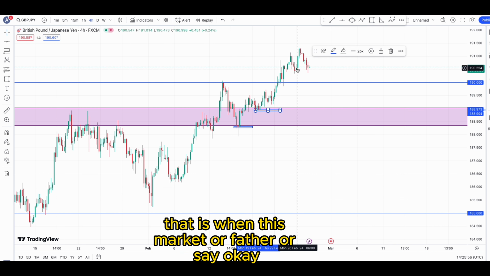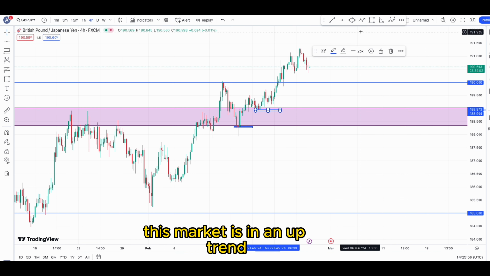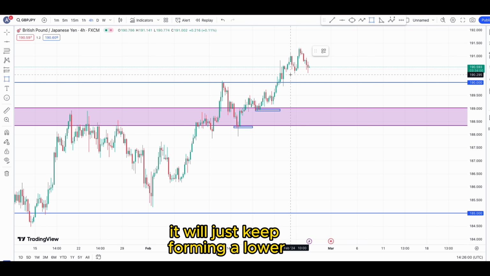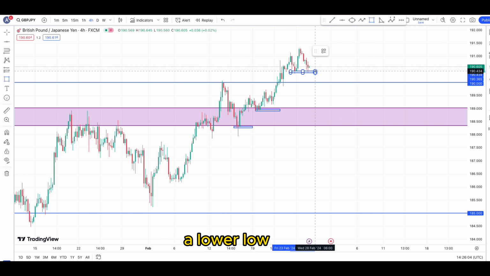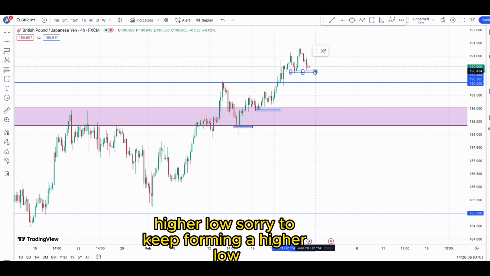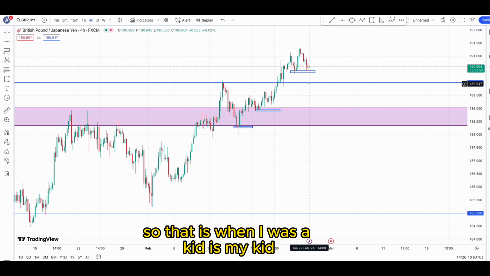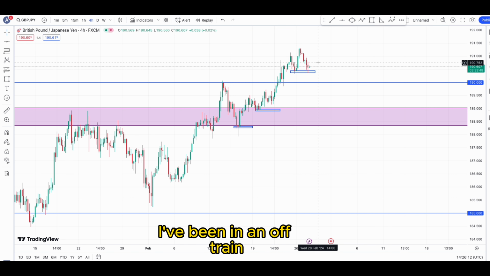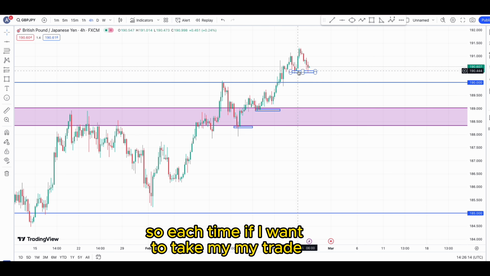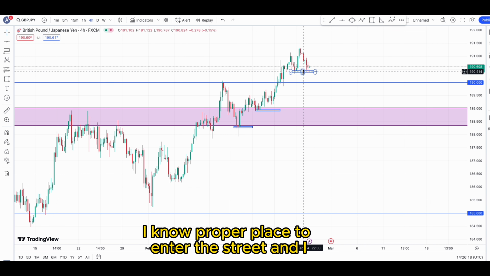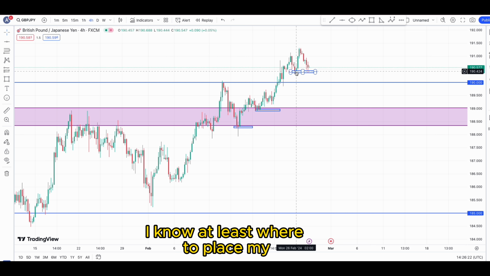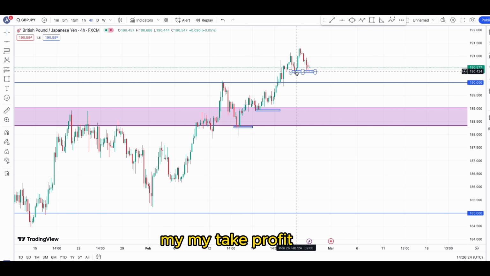That is when I will say, okay, this market is in an uptrend. It will just keep forming a higher low. So that is when I'll say, okay, this market has been in an uptrend. So each time I want to take my trade, I know the proper place to enter this trade, and I know at least where to place my take profit.